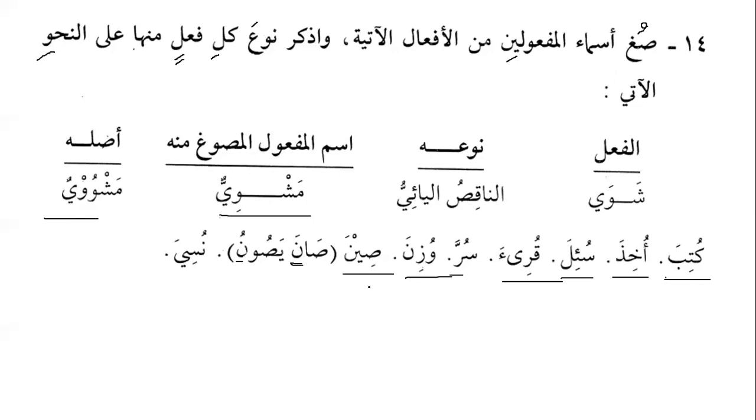Okay, then we have, so what kind of verb is this? Ajwaf? Wawi, as you can see, waw over there. أجوف واوي. Okay, then we have nusiya. Yes. Nasa. Yes, so nasa is nasiya yansa basically. نسي, nasiya yansa. Naqis ya'i. Mansiyun. Excellent. Mansiyun. And the original is mansuyun.